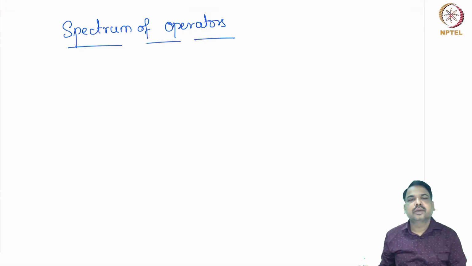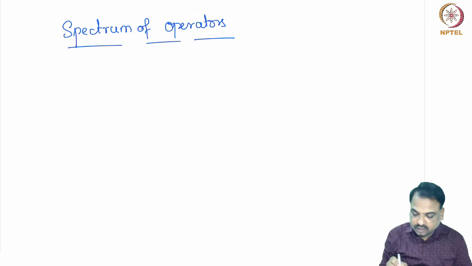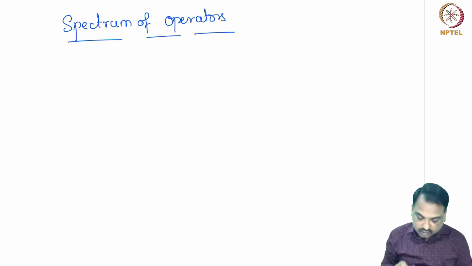Hi everyone. In the last few classes, we have discussed the spectrum of an element in a Banach algebra, representation of commutative Banach algebras and commutative C-star algebras. So from today onwards, we are going to discuss the spectrum of linear operators defined on Hilbert spaces. To start with, let us prove one important lemma.